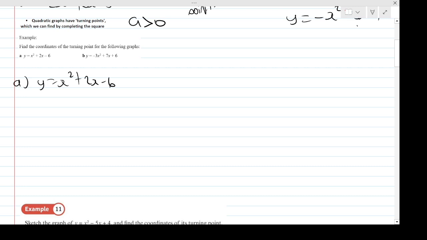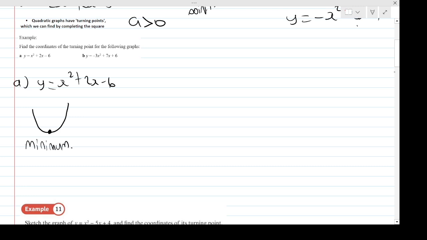So for example, we have x squared plus 2x minus 6. Well, the x squared, it's positive, with a coefficient of x squared. So as it's positive, it's going to have this sort of shape, isn't it? The turning point at the bottom here is going to be a minimum, because that's when the graph dips to the lowest point. So it has a lowest point, so it's a minimum.